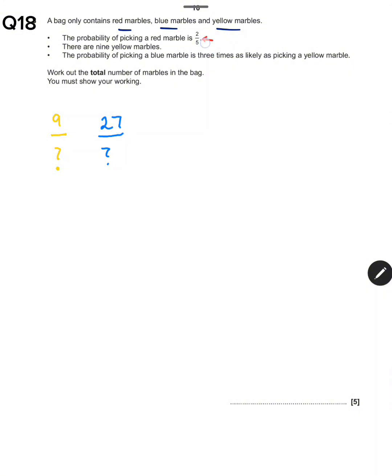We do know that red probability is 2/5, but that's not saying there are 5 marbles in the bag, because that's the simplified probability. They could be 4 out of 10 or 8 out of 20. So we don't know this total. What we do know is if we add those 3 fractions together, then that's going to give us everything. That's the whole one. So we can kind of start to work this through at this point in time.